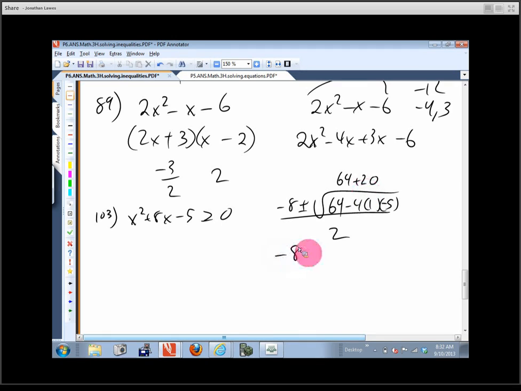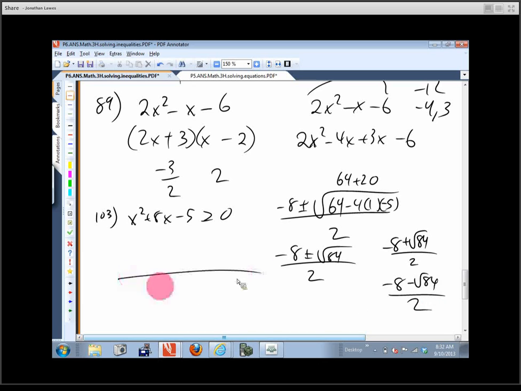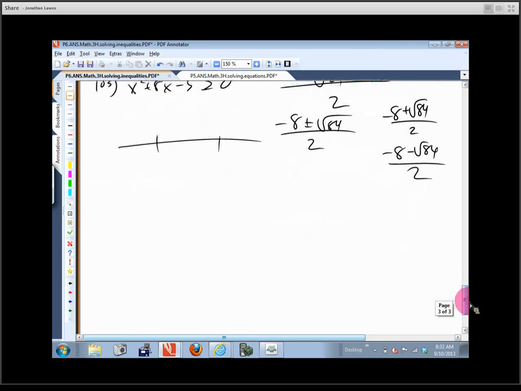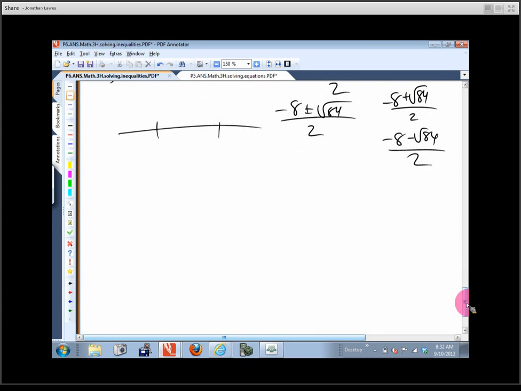So the two critical numbers, 84: one of them would be negative 8 plus radical 84 over 2, and the other one would be negative 8 minus radical 84 over 2. And I would use a calculator for that. Okay? Get the decimals for those, locate those numbers on the number line, and then plug points in. All right. Let's see, 113.